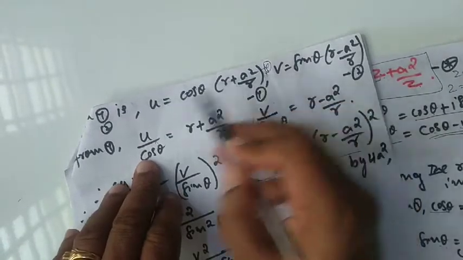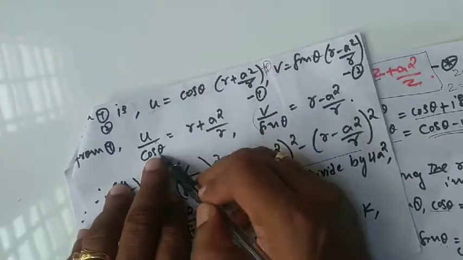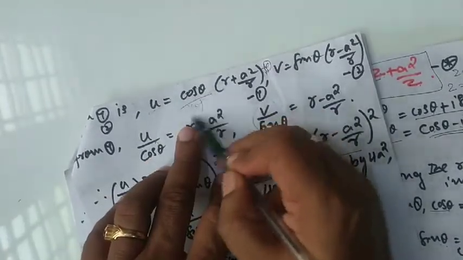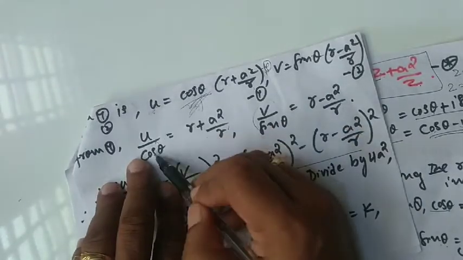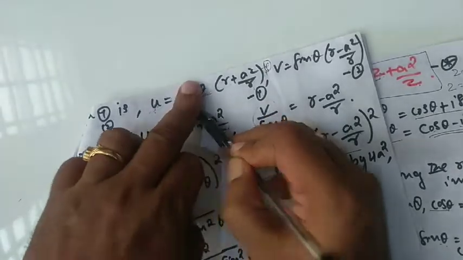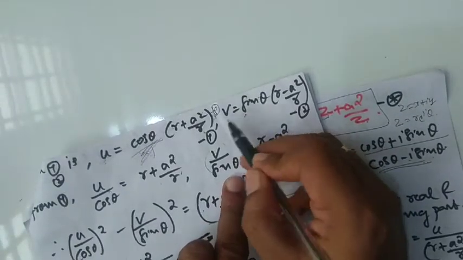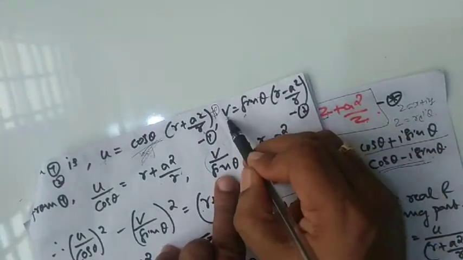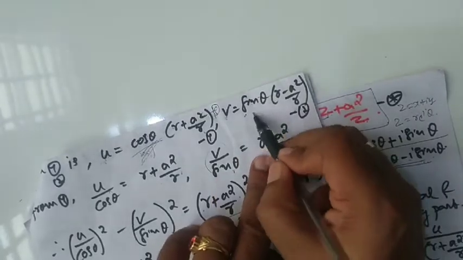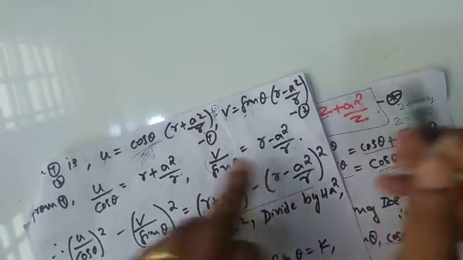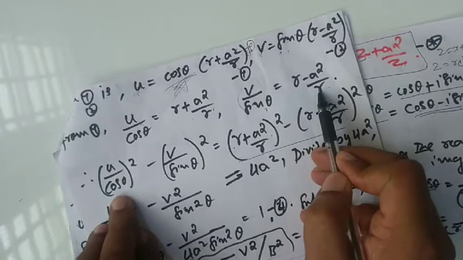Now from equation 1, let us find u by cos theta. Divide by cos theta, u by cos theta. Cos theta by cos theta cancels. So what remains? r plus a squared by r. That is what I have written. Similarly, in equation 2, divide by sin theta, v by sin theta. Sin theta by sin theta is 1, so r minus a squared by r. So what you got? u by cos theta is this, v by sin theta is this.